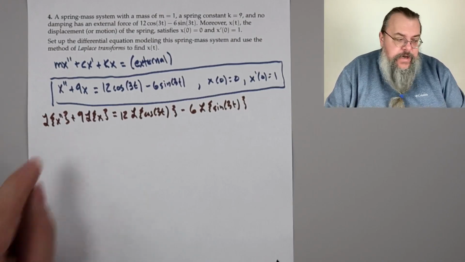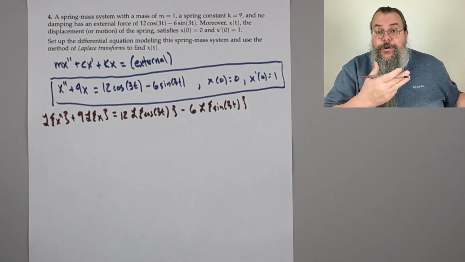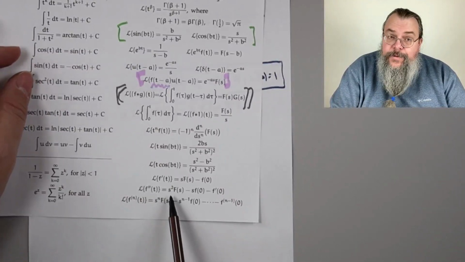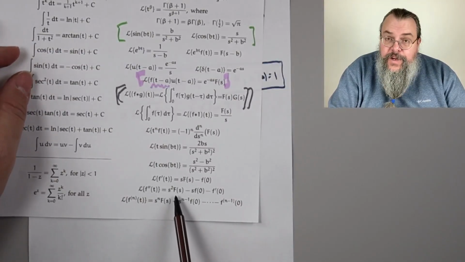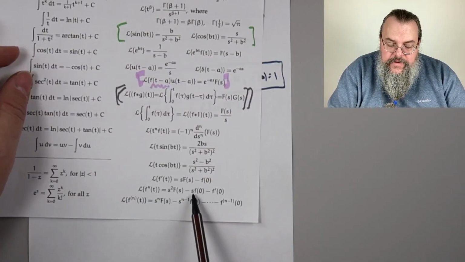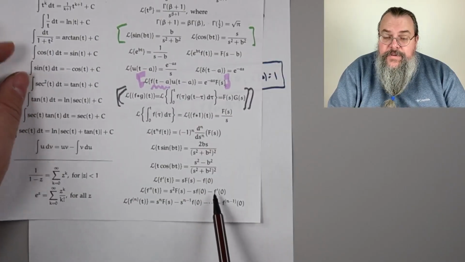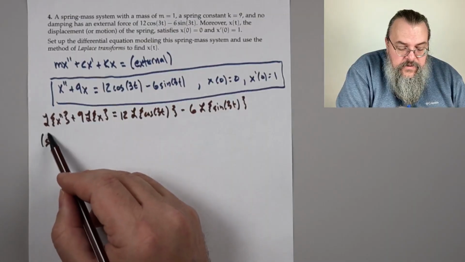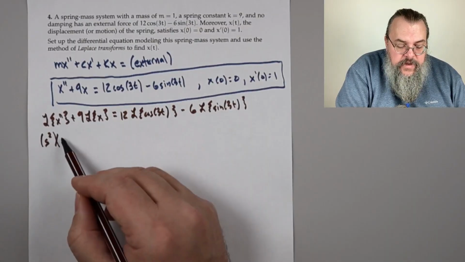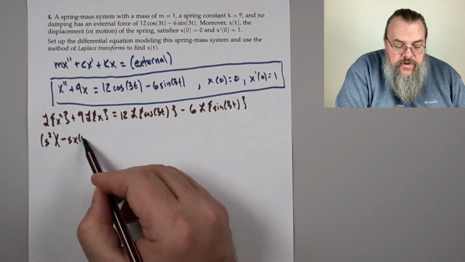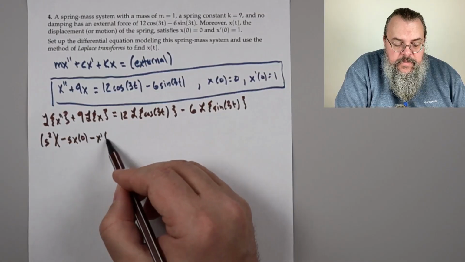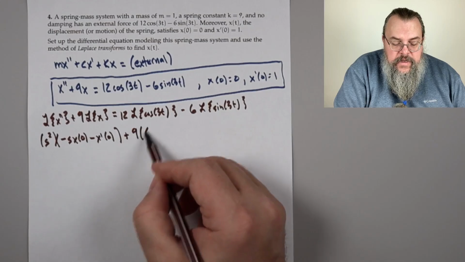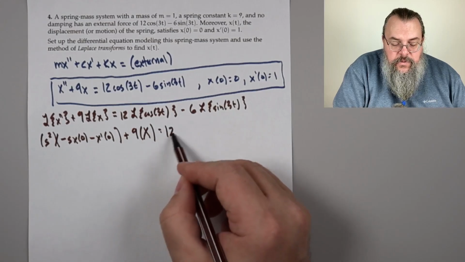Now, for x double prime, we again have our formula sheet, right? You should always have your formula sheet. That comes down to this part: s squared times the Laplace transform, what we're looking for, minus s x of 0, minus x prime of 0. So the transform of x double prime is s squared capital X minus s x of 0 minus x prime of 0. And then we have plus 9 capital X equals 12.